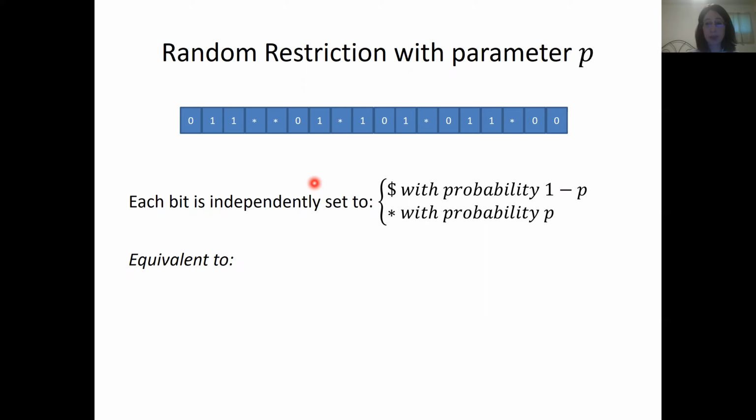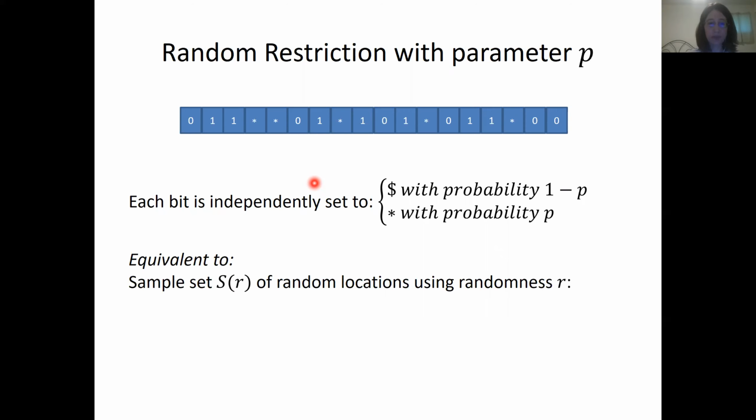We can view this restriction in another way, which is equivalent. The other way we can view it is that we first sample all of the randomness, and then we apply a deterministic function to the input.